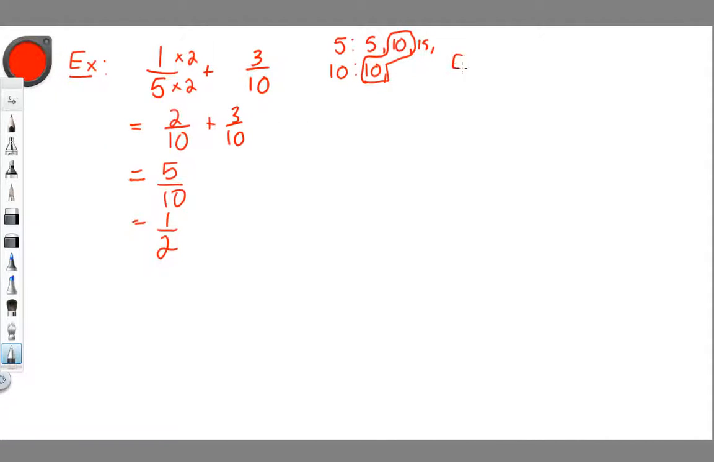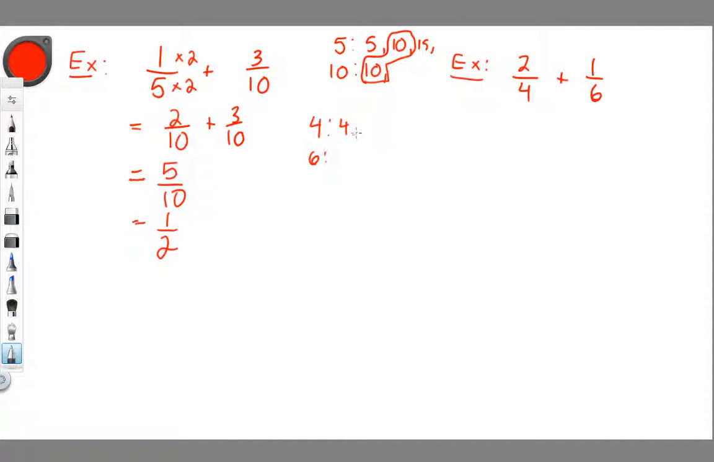Let's try one that's slightly more complicated. So 2 over 4 plus 1 over 6. It might not be completely obvious what the common denominator between 4 and 6 is. So again, we can make a list: 4 and 6.